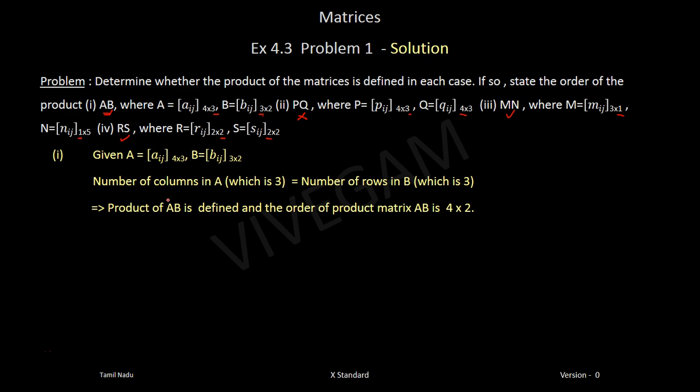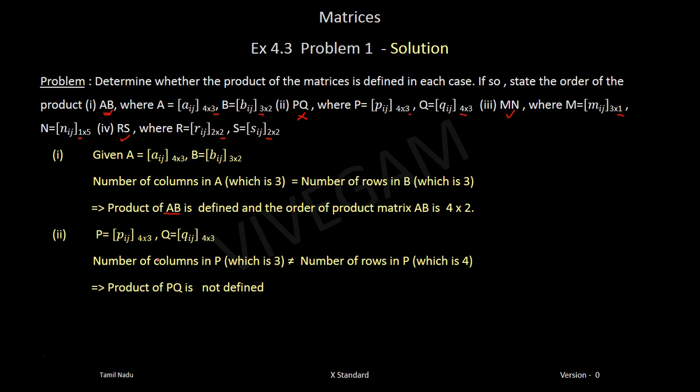So the same condition: the number of columns in A is 3 and the number of rows in the second matrix B is 3. So AB is defined. Now come to the next case. The number of columns in the first matrix is 3 and the number of rows in the second matrix is 4. So 3 is not equal to 4, which means this matrix multiplication is not defined.